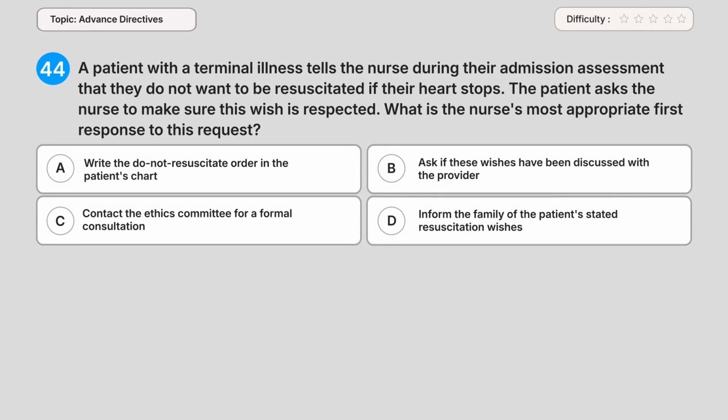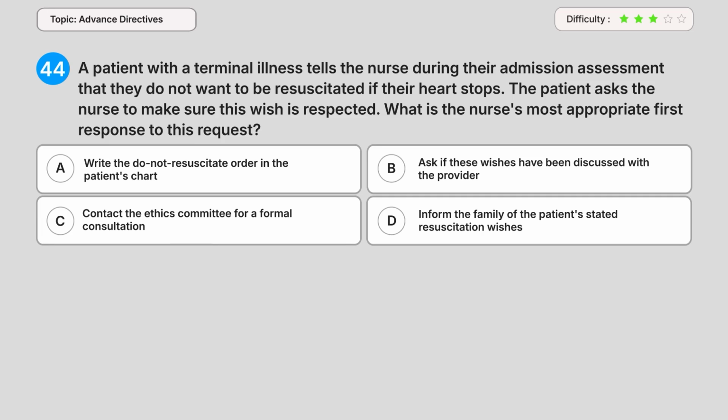44. A patient with a terminal illness tells the nurse during their admission assessment that they do not want to be resuscitated if their heart stops. The patient asks the nurse to make sure this wish is respected. What is the nurse's most appropriate first response to this request?